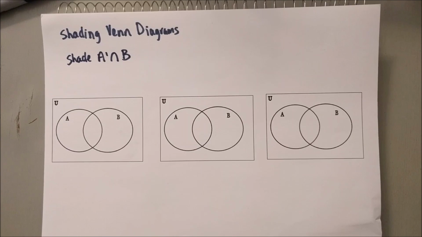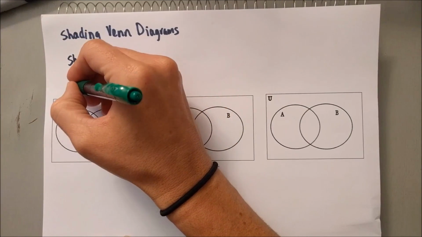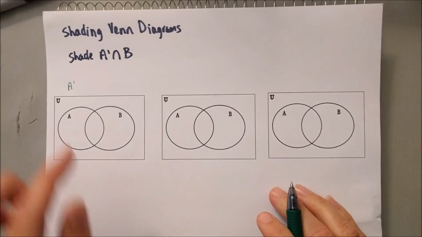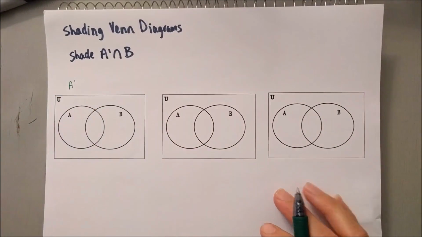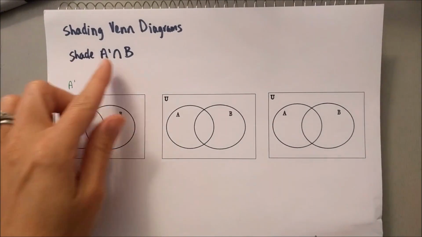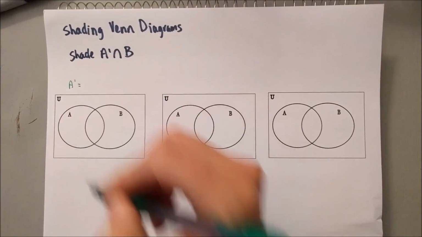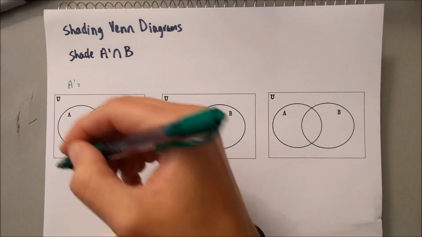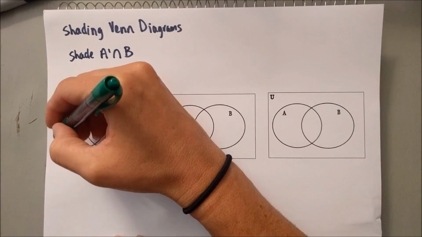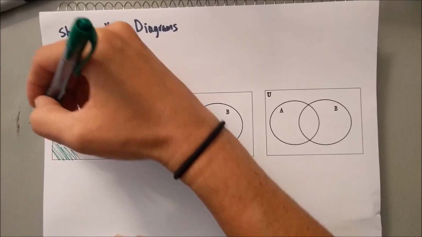One of the thoughts I had was to use colored pencils to help me out. It's not necessary, but it may be a visual helper. So the first thing I'm going to do is shade A complement. I'm going to start by breaking it up. Let's figure out what is A complement, then we'll figure out what is B, and then we'll take the intersection between them. So let's do A complement first. And that's going to be everything except A. So we're going to shade everything except our set A.